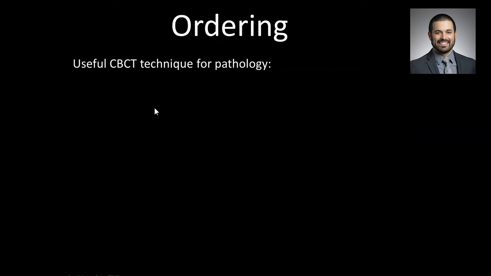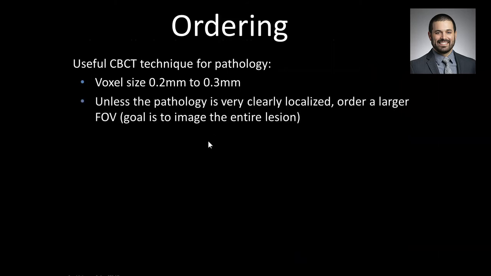If we look at useful cone beam CT technique for pathology, we generally recommend a voxel size about on par with implant planning, 0.2 to 0.3 millimeters. And our recommendation is, unless the pathology is very clearly localized, say you have a very small jaw lesion, we tend to order a larger field of view than we think we need, with the goal of imaging the entire lesion. Nothing is worse than having some unknown lesion, imaging it, and realizing we didn't capture it all, and we have to go back and image them again.